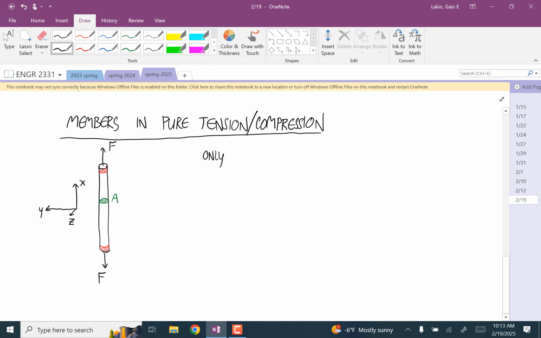Then the only non-zero stress is the X normal stress. And that is equal to, I mean, this is just like a tensile test, so this result won't surprise you. This is equal to F divided by A.